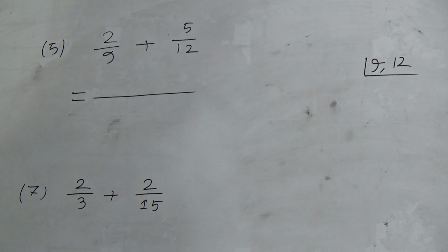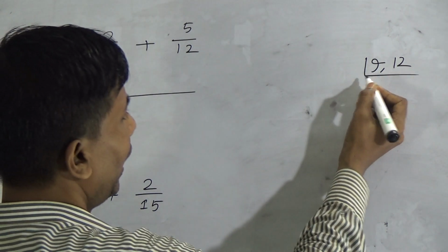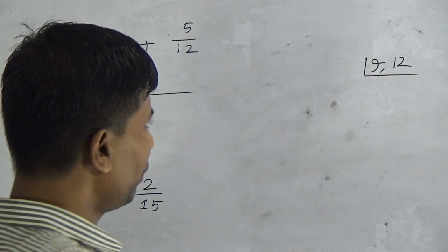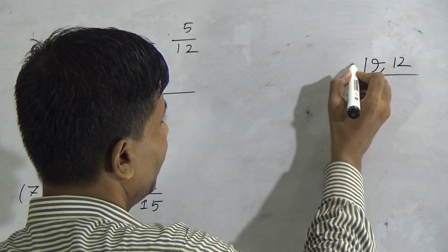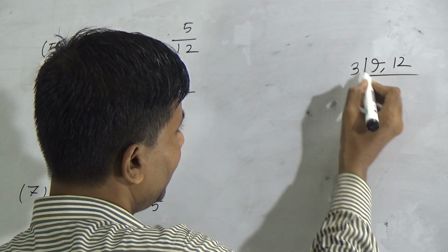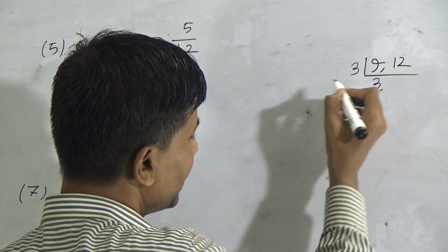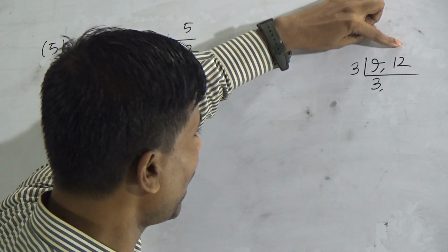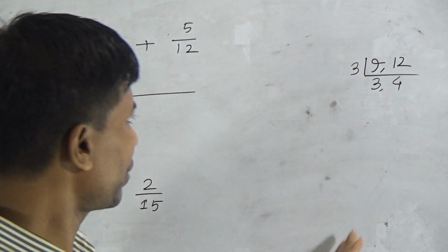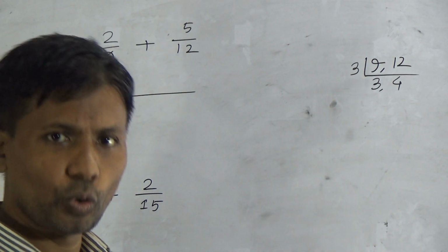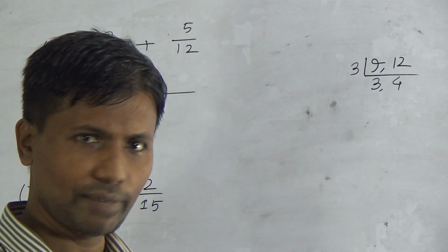9 and 12. Select here between 9 and 12 a common prime number. Common prime number is 3. Now divide 9 by 3, then you get 3. Similarly, divide 12 by 3, then you get 4. Okay, now see between 3 and 4 there is no common prime number except 1.